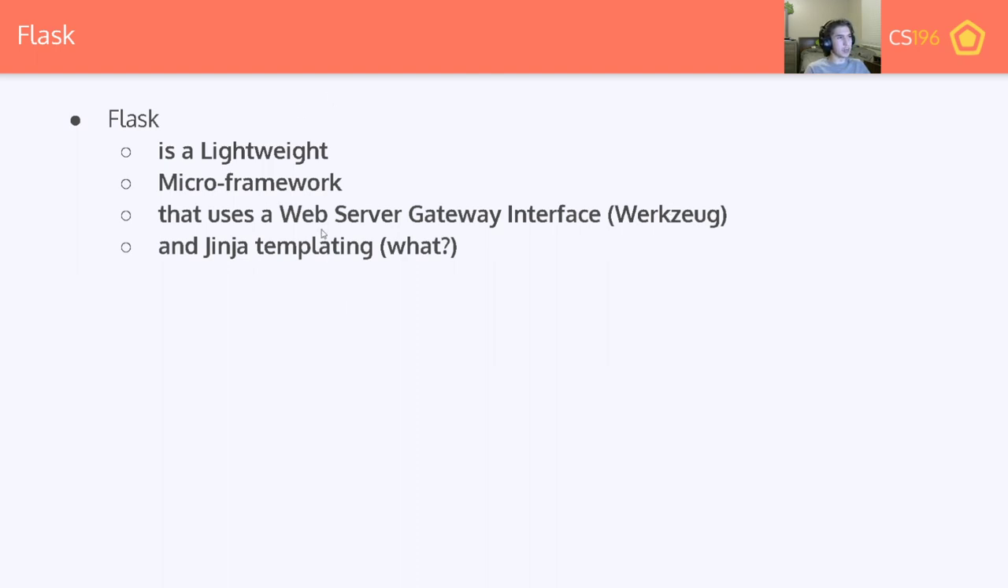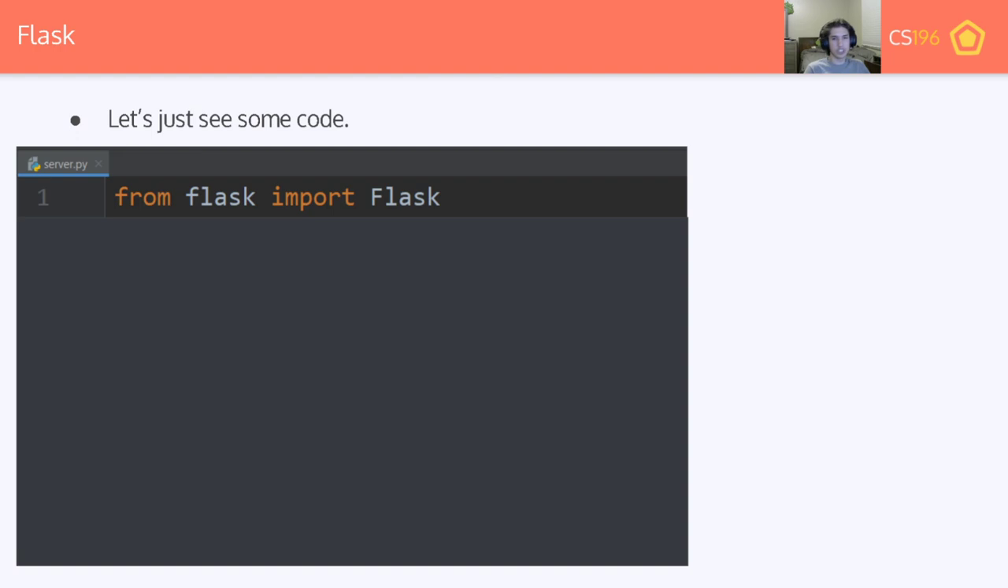Basically, these are two other Python libraries that perform two different tasks. The Web Server Gateway Interface is going to be the workhorse behind the hosting, or the routing, we're about to talk about. And Jinja is the workhorse behind this thing called templating that we'll soon see. So let's see a basic example. We'll go line by line.